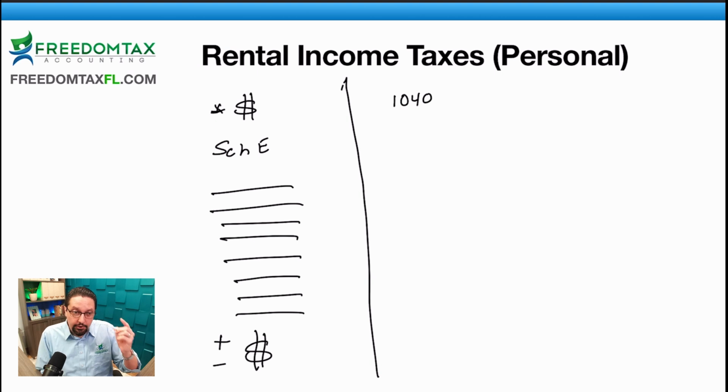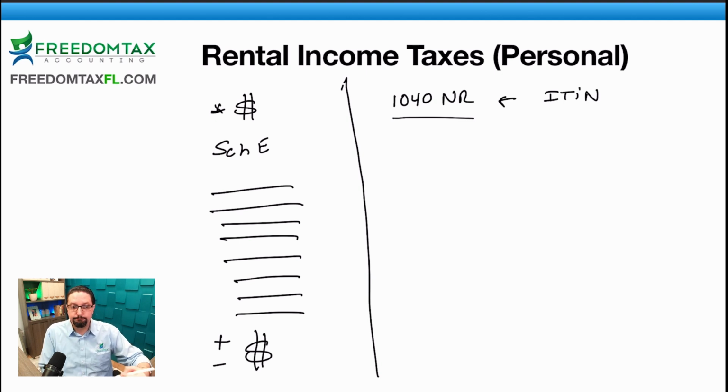If you are a foreigner, you should file Form 1040-NR, which is the individual tax return which you file every year, once a year, to report your rental income. Okay, so this is the form, the 1040NR. Now, to file the 1040NR, you must have an ITIN number. Okay, that's the reason you need the ITIN number, so you can file your personal tax return at the end of the year.